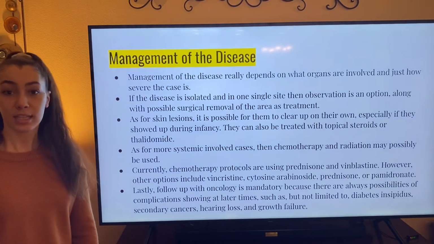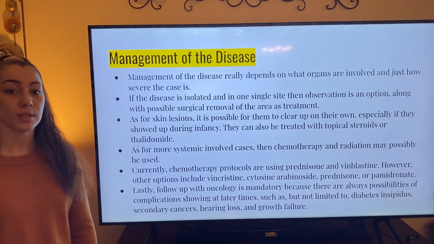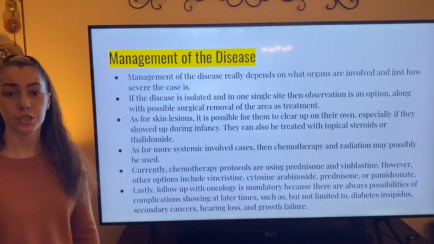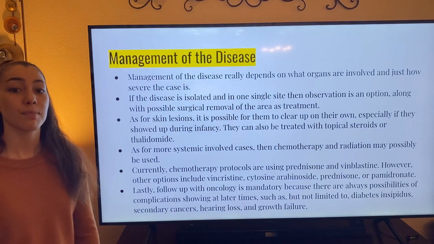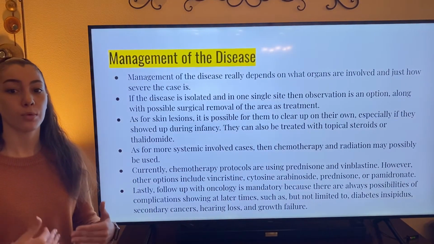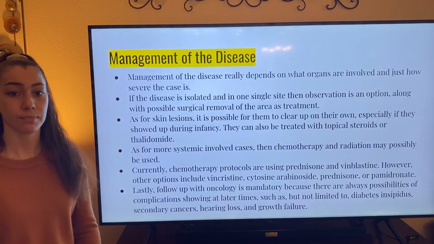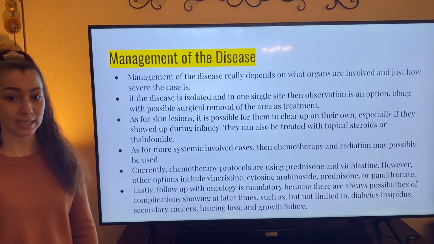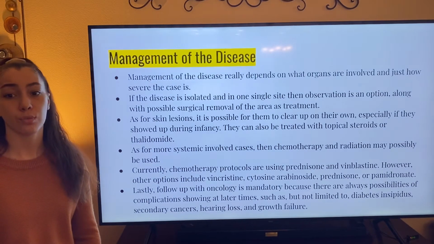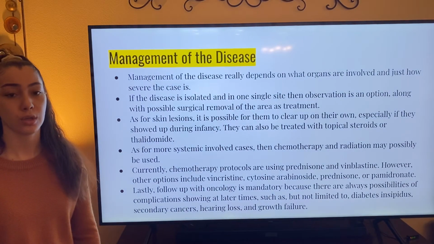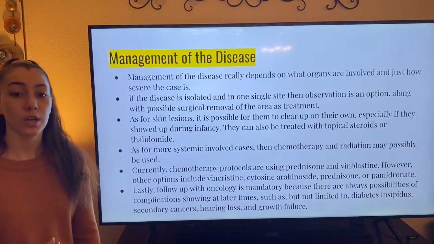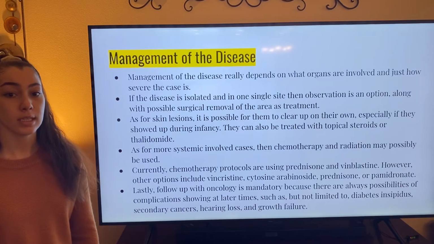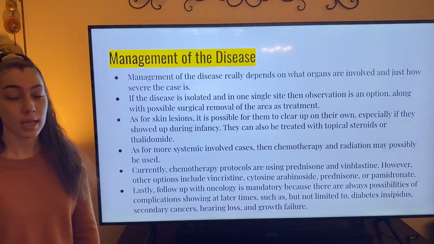As for skin lesions, it is possible for them to clear up on their own, especially if they showed up during infancy, but they can also be treated with topical steroids or thalidomide. As for systemic involved cases, then chemotherapy and radiation may possibly be used. Currently, chemotherapy protocols are using prednisone and vinblastine. However, other options include vincristine, cytosine arabinoside, prednisone, and pamidronate.